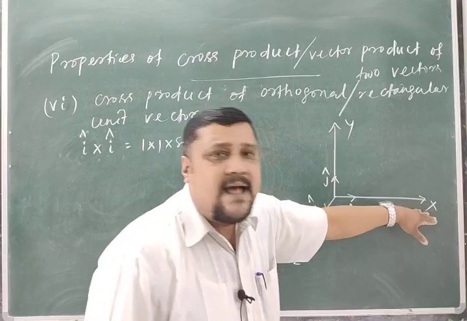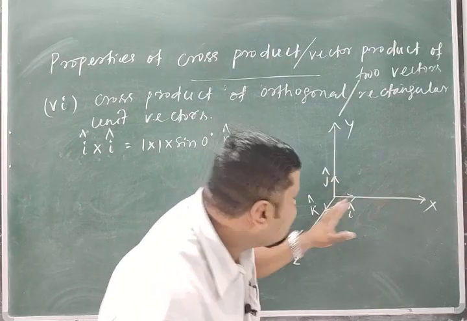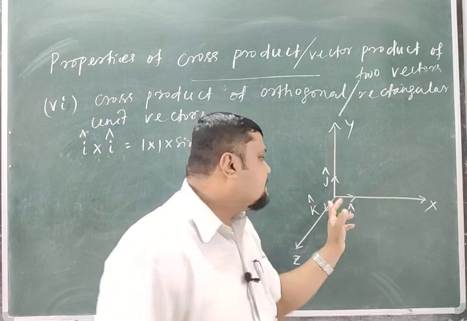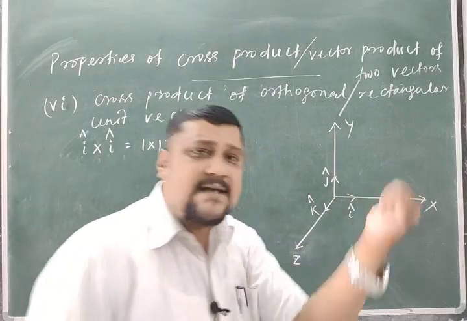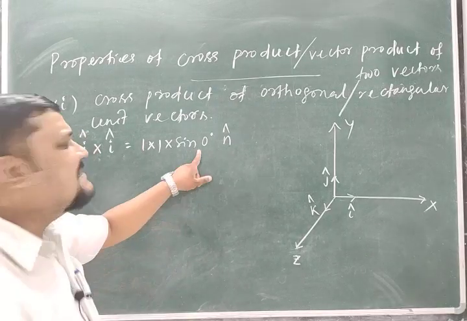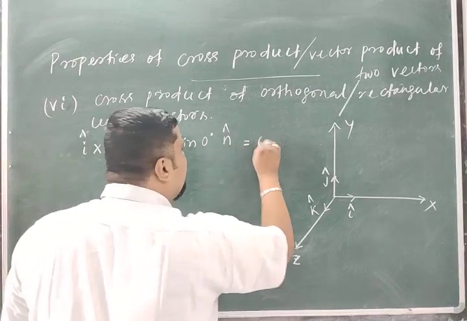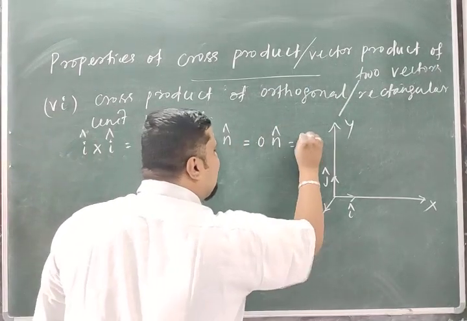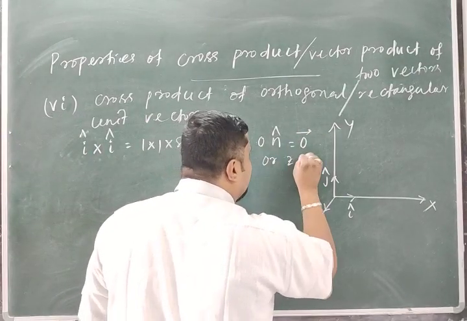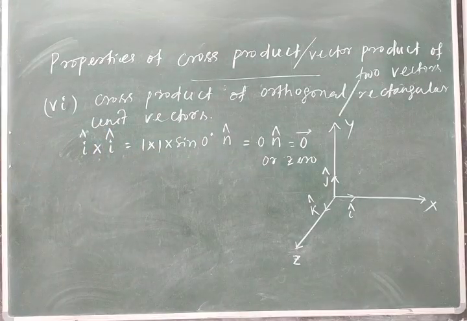i and i are in the xy plane, and z is perpendicular to this plane. The z-axis is perpendicular to this xy plane. So in this case, what is sine 0? Sine 0 is 0, so this will give you 0 into n cap. So I can write this as a null vector, or simply 0. The result is 0, so i cross i is 0.